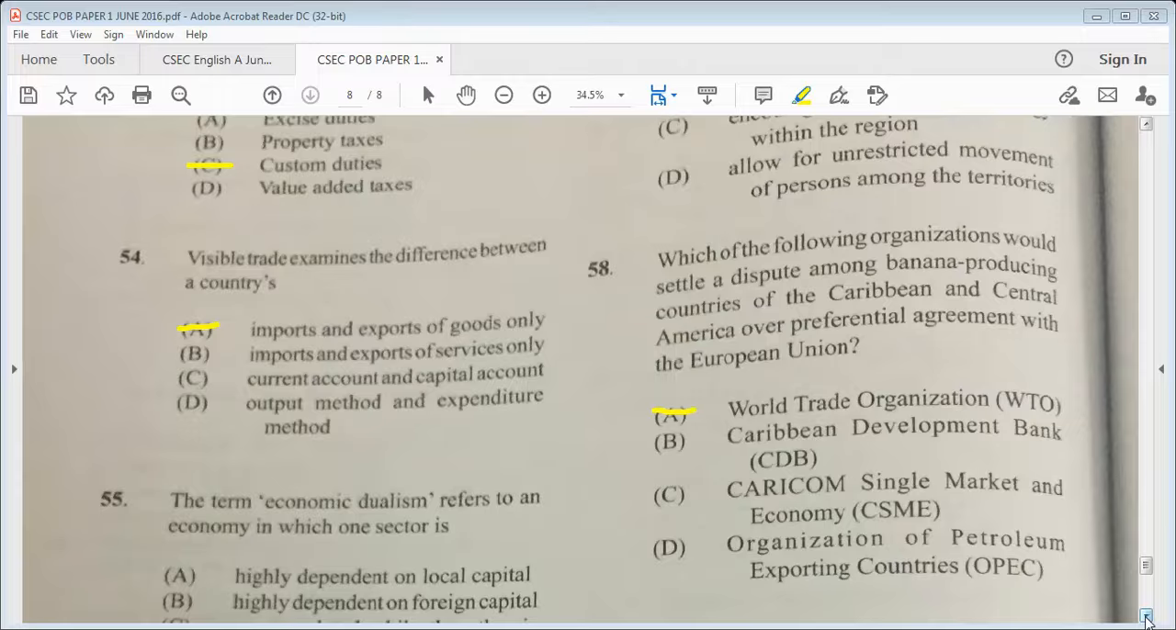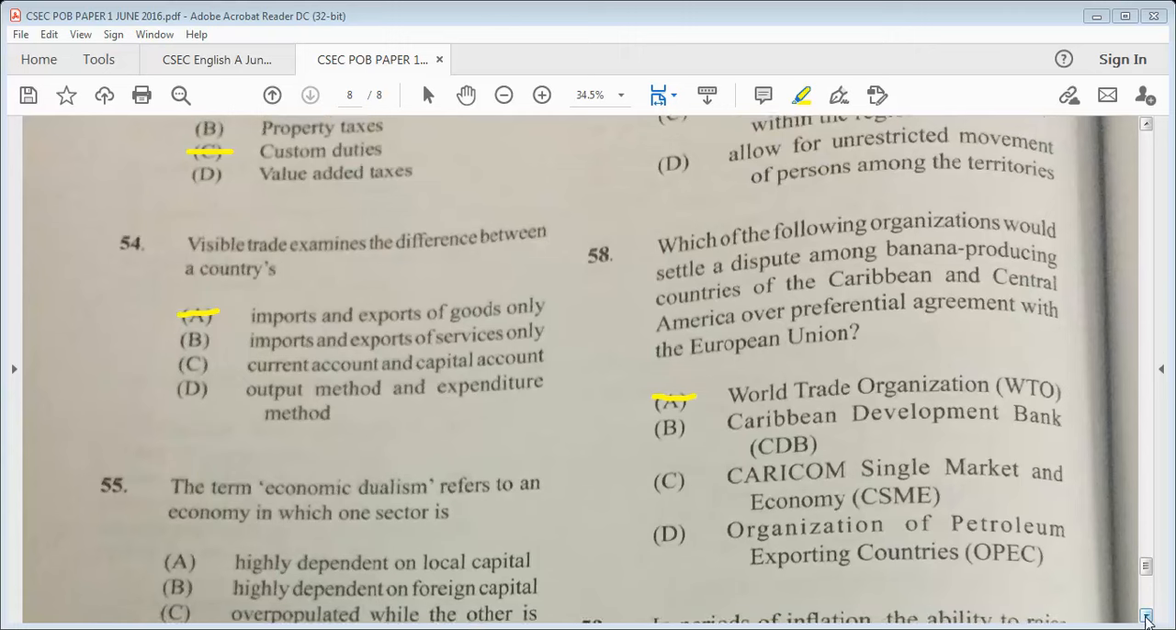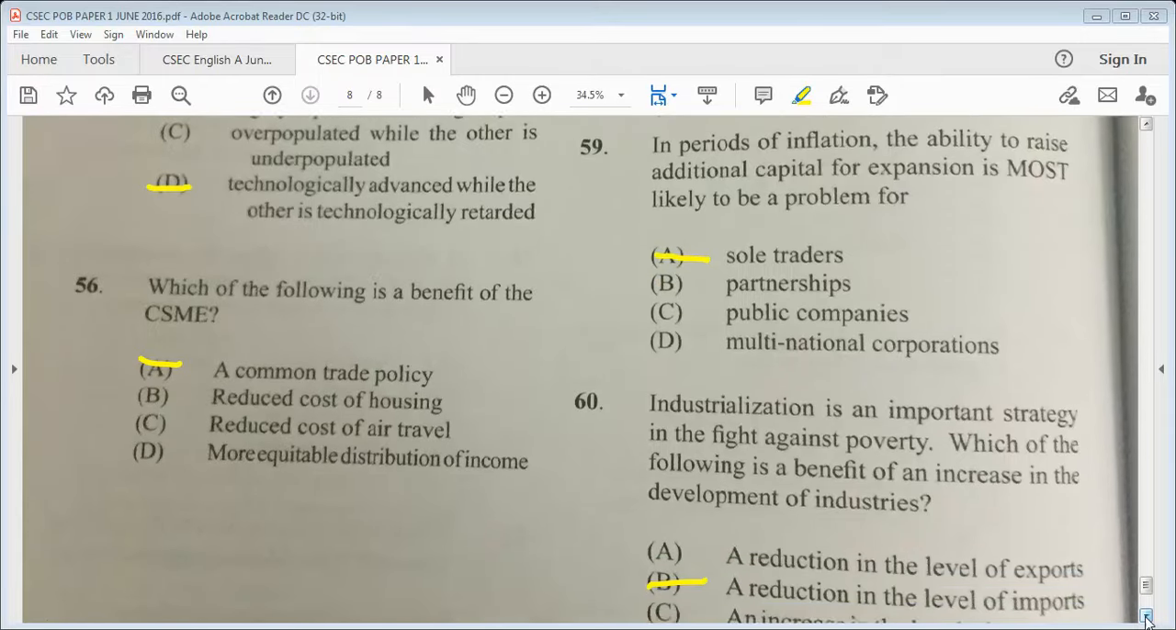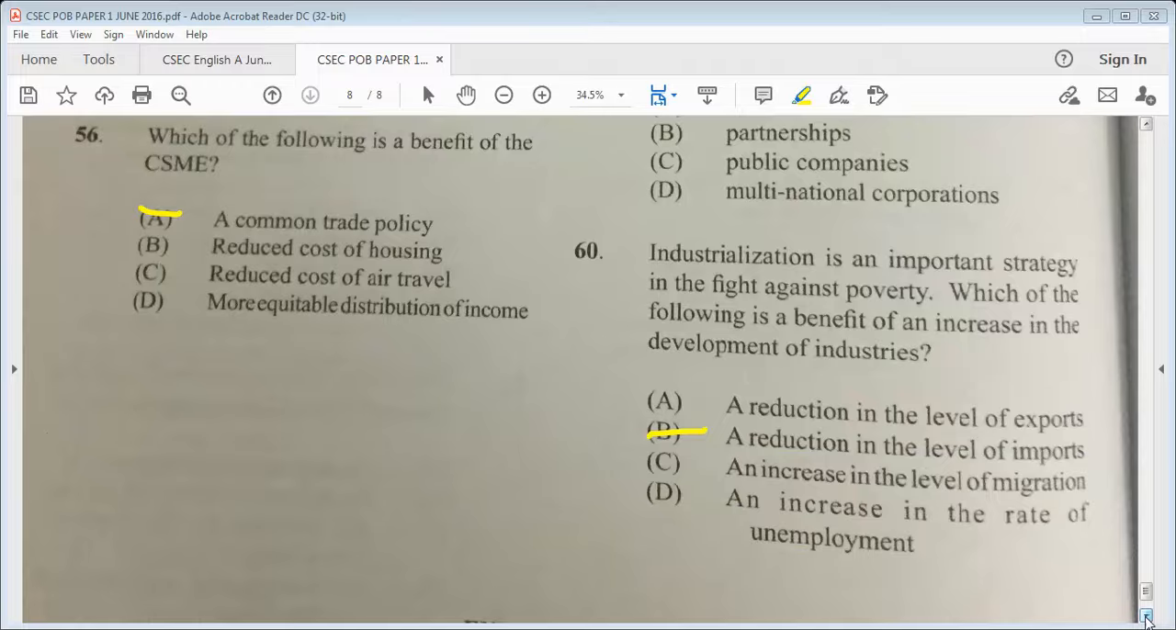Which of the following organizations would settle a dispute among banana producing countries of the Caribbean and Central America over preferential agreement with the European Union? We know it is the World Trade Organization, WTO. 59. In periods of inflation, the ability to raise additional capital for expansion is most likely to be a problem for A. Sole traders. Our final question.